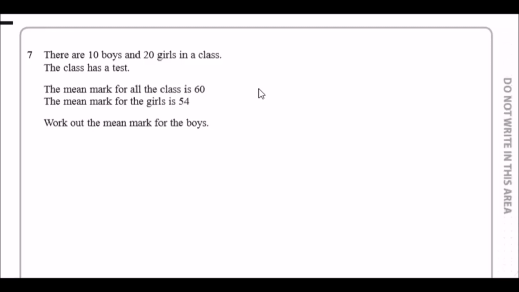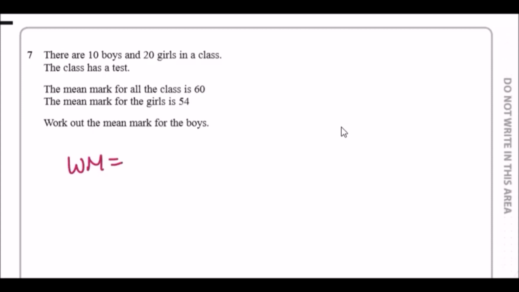All right, number 7. So now what do we have? There are 10 boys and 20 girls in a class. The class has a test. Now the average mark for all the class is 60, whereas the mean mark for the girls is 54. Oof. Work out the mean mark for the boys. Very easy way to do this. First things first, we need to use the weighted mean technique. This just means that we're finding the average of the average. So let's have a look.